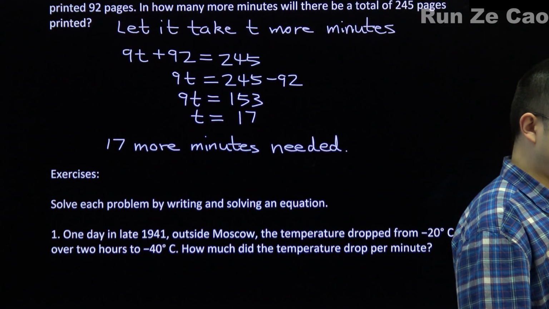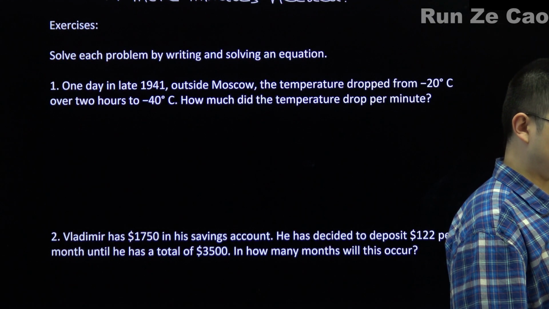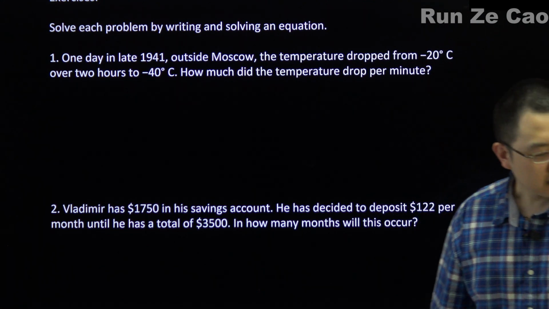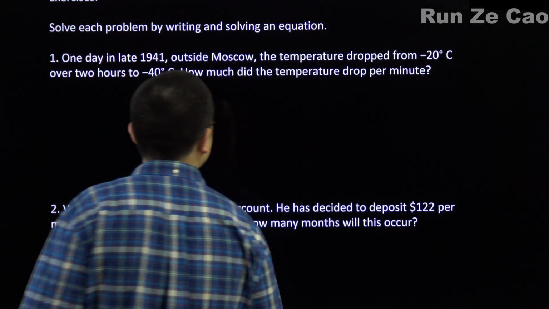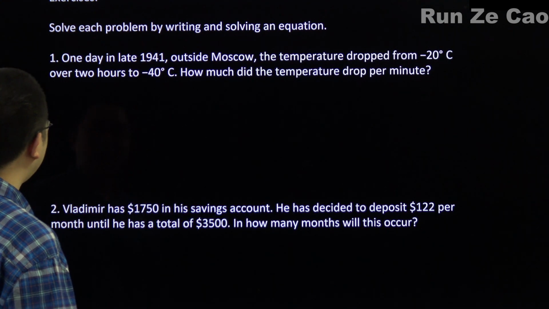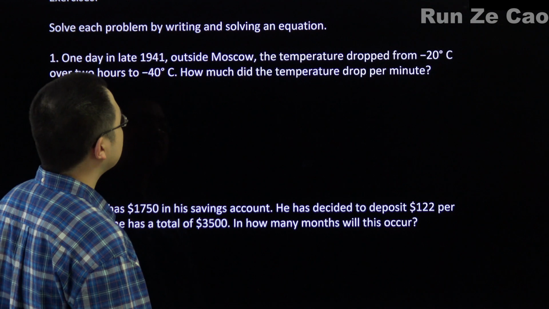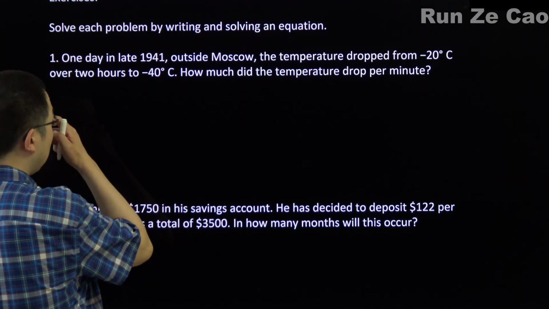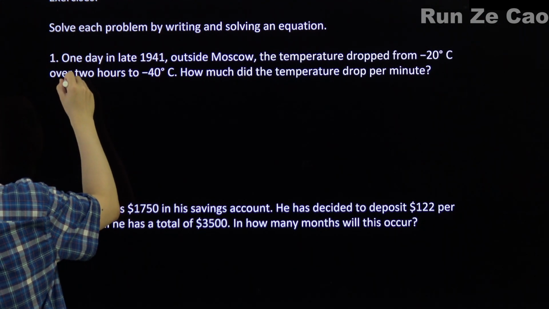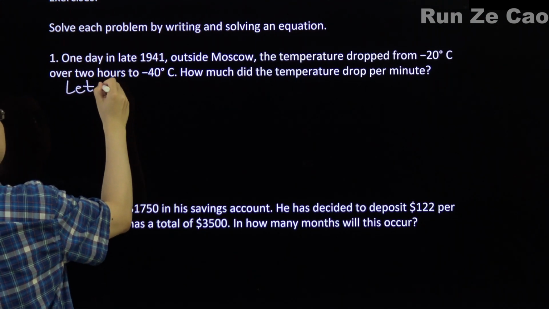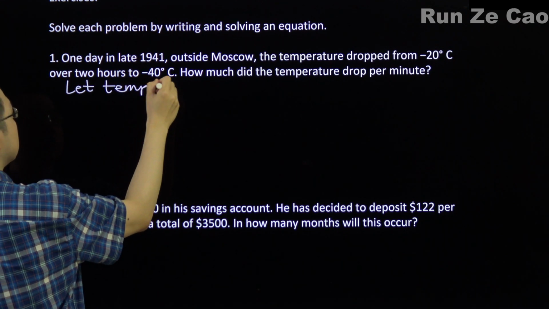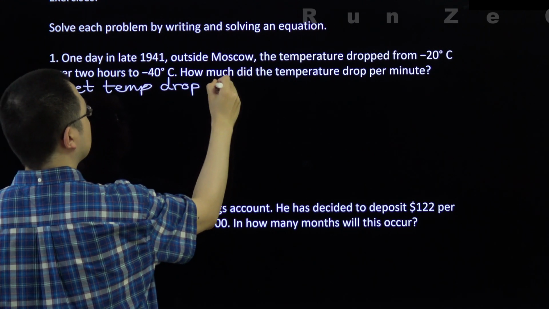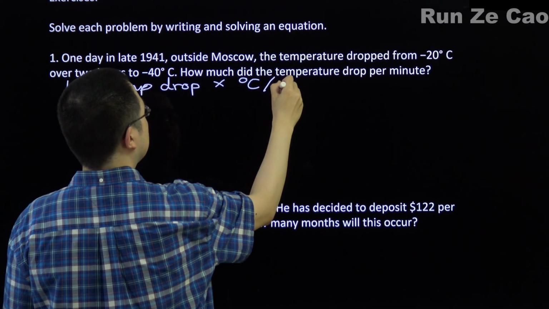Alright then, let's solve each of these problems by writing and solving an equation. One day in late 1941, outside Moscow, the temperature dropped from negative 20 degrees Celsius over 2 hours to negative 40 degrees Celsius. How much did the temperature drop per minute? So, let temp drop x degrees Celsius per minute.